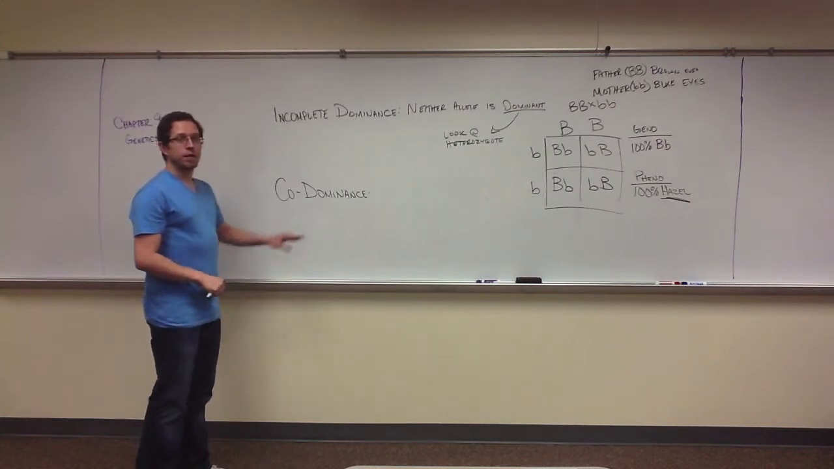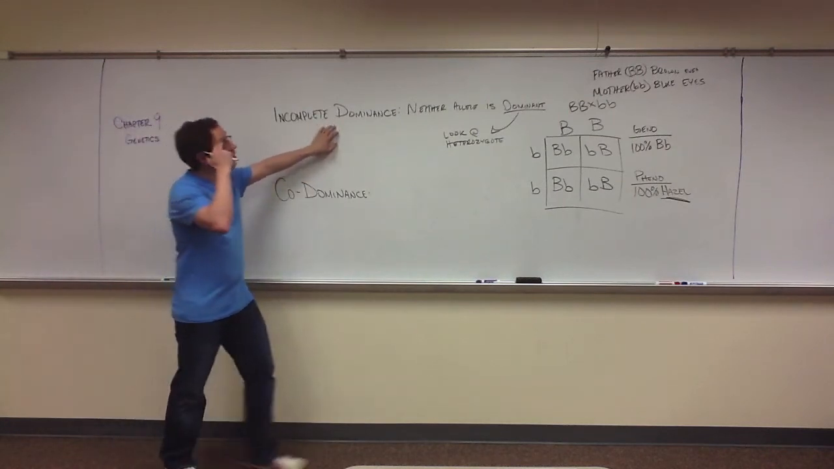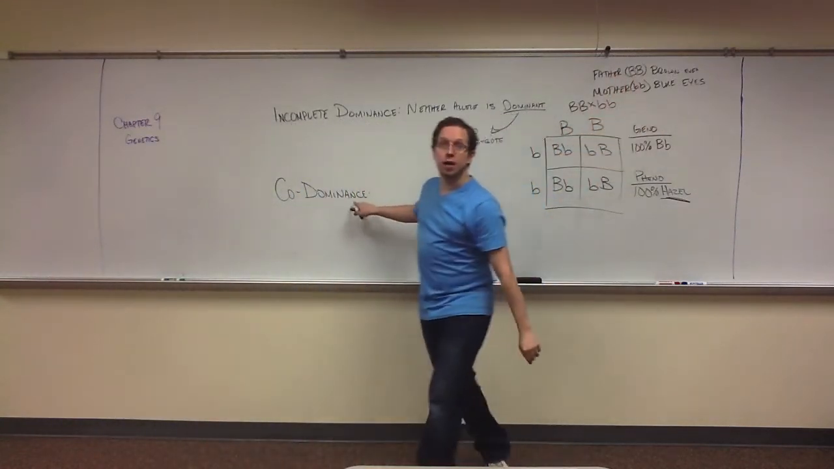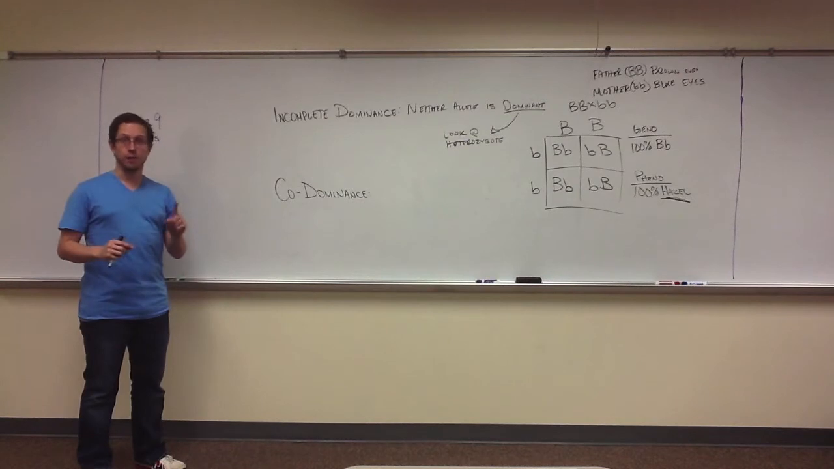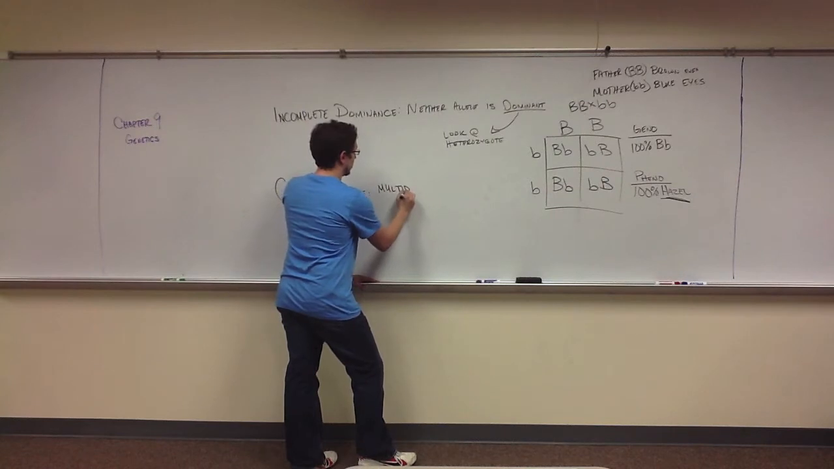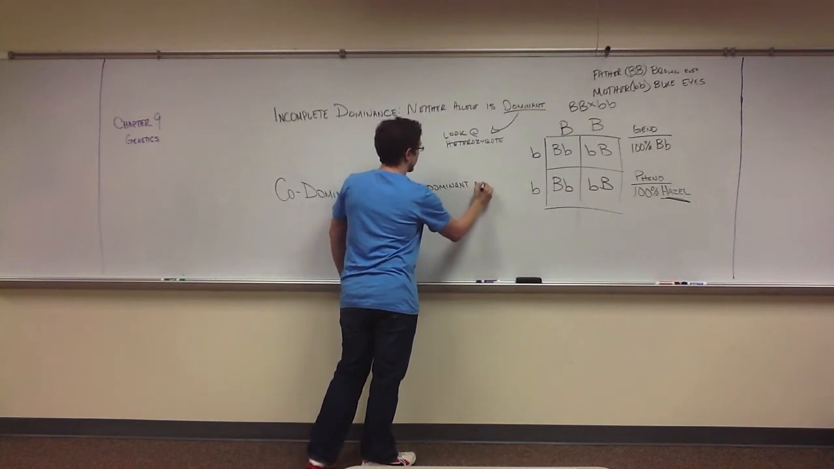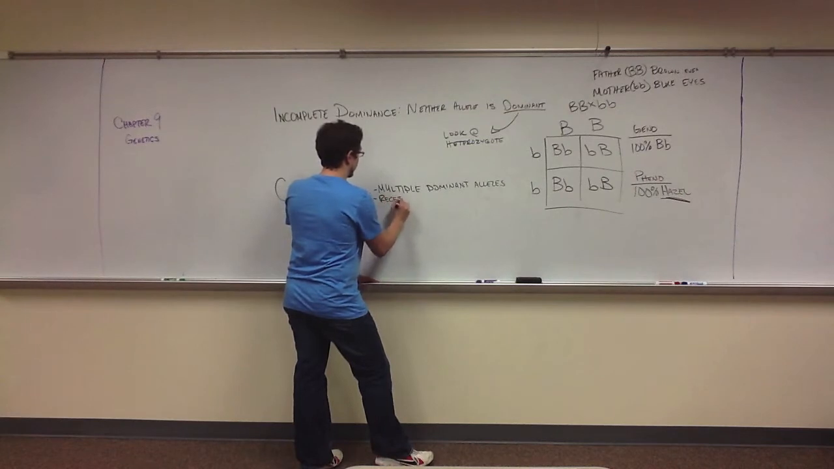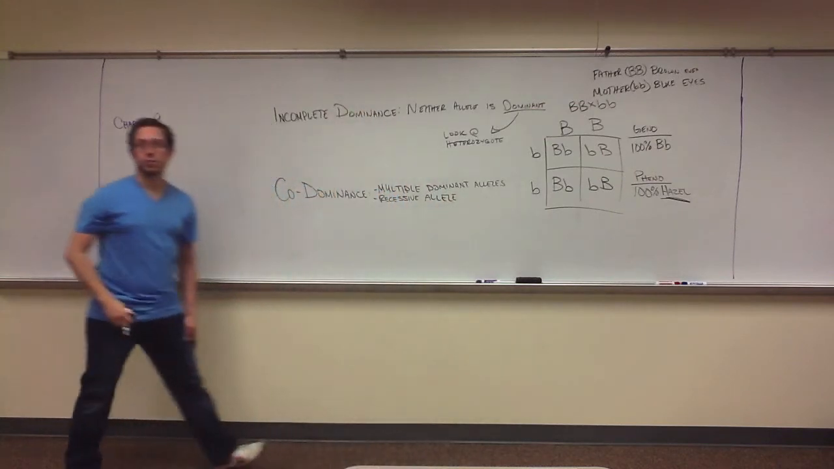Okay? Now let's talk about codominance. This is different from incomplete. Notice with incomplete, there was no recessive allele. With codominance, there's going to be a recessive allele, but there are going to be more than one dominant allele. And the example here, so we have multiple dominant alleles, and we have a recessive allele. That's what makes this codominant rather than incomplete dominant.